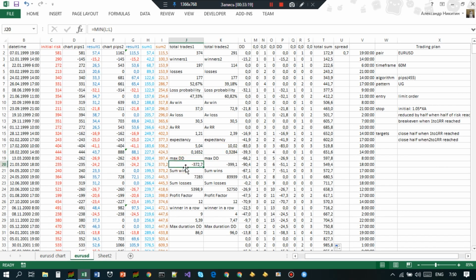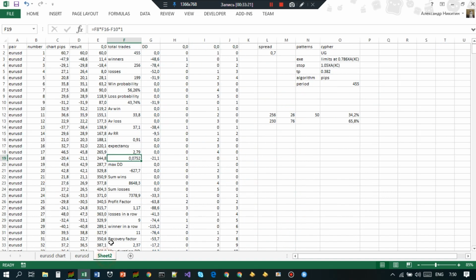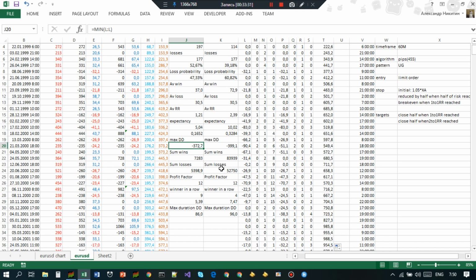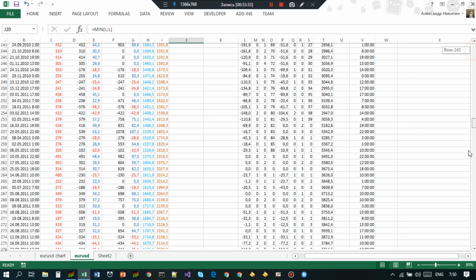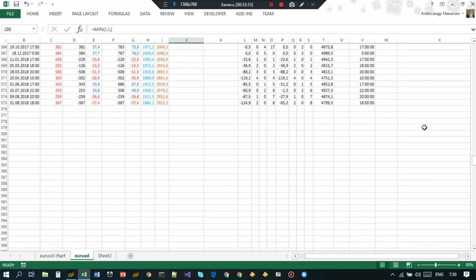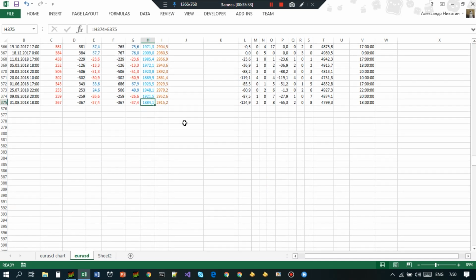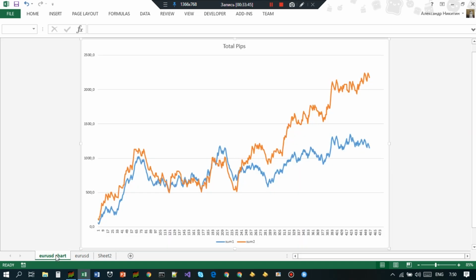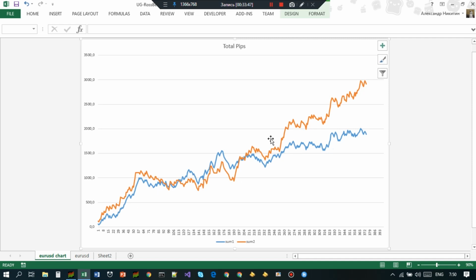We also have drawdown that is much less than it was previously. Previous drawdown was about 600. I will undo the changes, and you will remember what was previously. So let me show you the final numbers here. 1884 generated with the first target and 2915 with the second target. And let's go to the chart. So you see it became much smoother. This drawdown is not that much and is not that great.